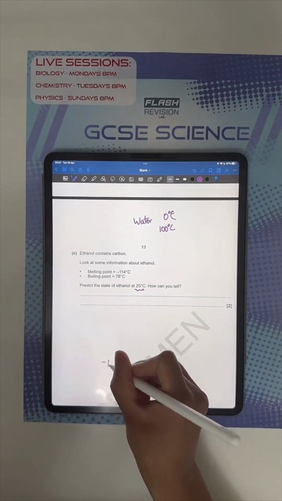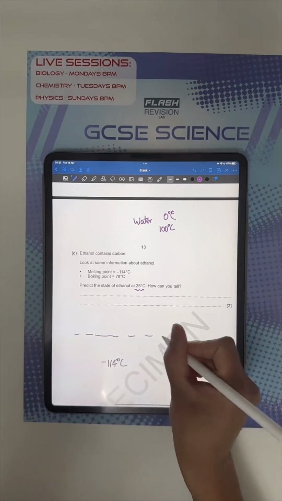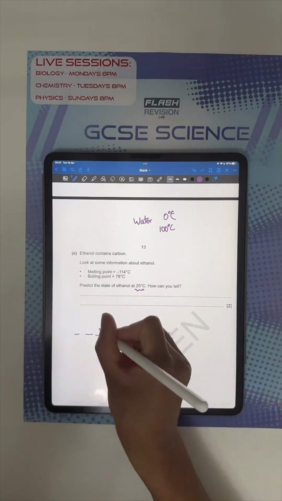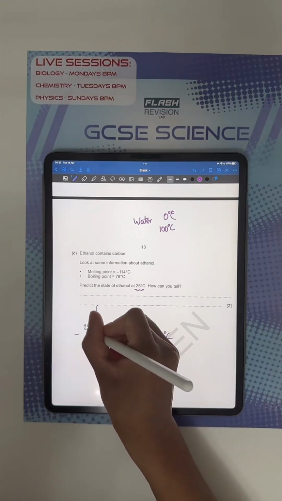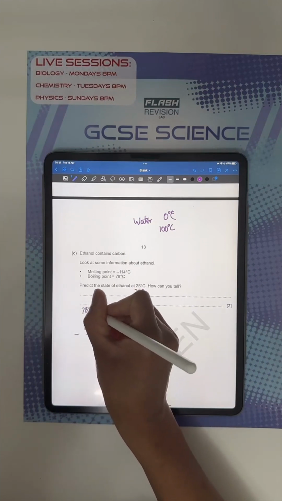So minus 114 degrees is somewhere down here. Then we've got 0 degrees, let's say around here. If we go higher, 25 degrees is up here somewhere if we have a scale. And then we've got 78 degrees up here.